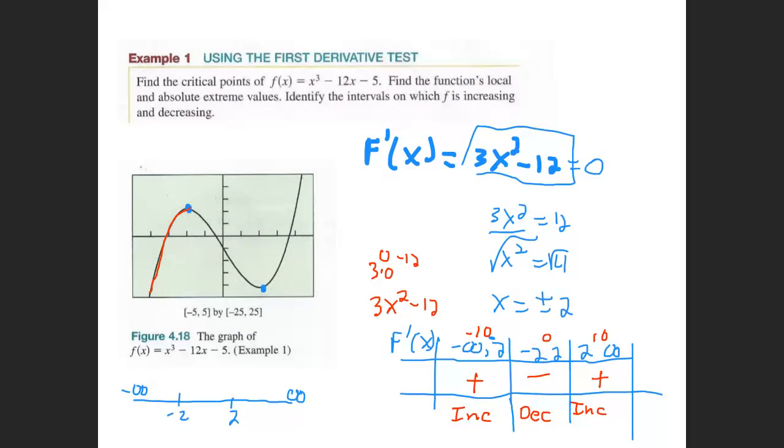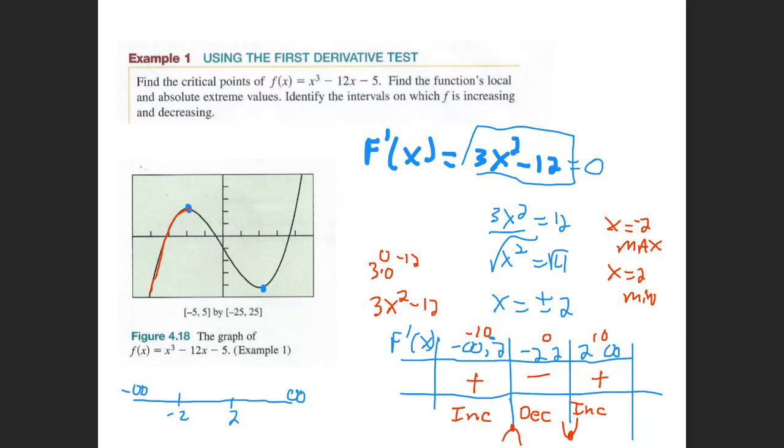And then I can tell where the max and mins are, because if a function is increasing and then it decreases, and I always just draw it out like this, that is a maximum. So I know at negative 2, when x equals negative 2, there is a maximum value. And then the function is going to decrease, and then it's going to increase, so I know that it's going to look like this. So at positive 2, when x equals positive 2, there is a minimum value.